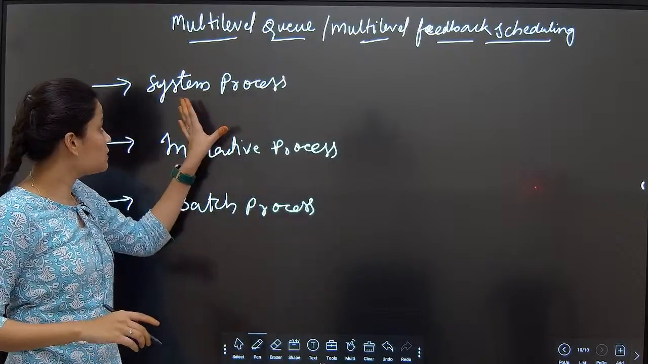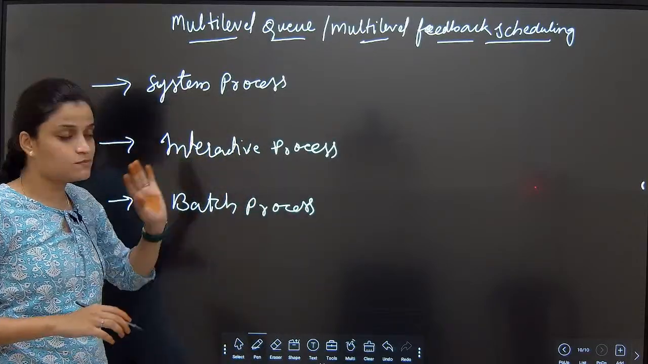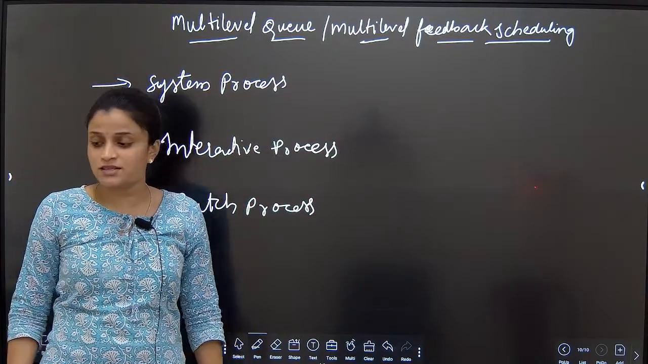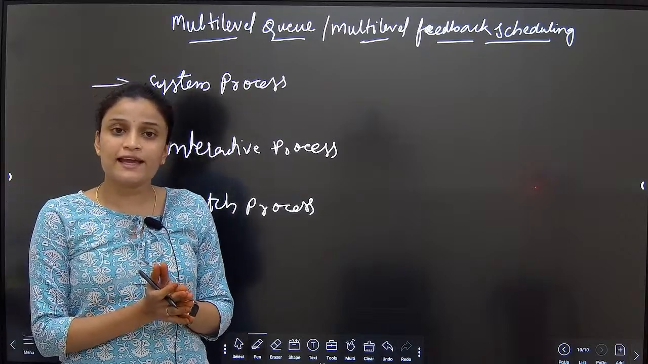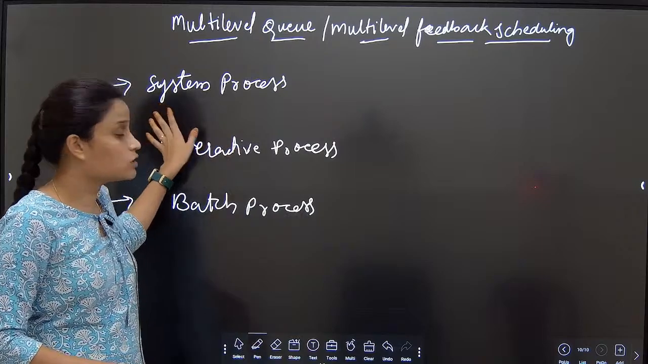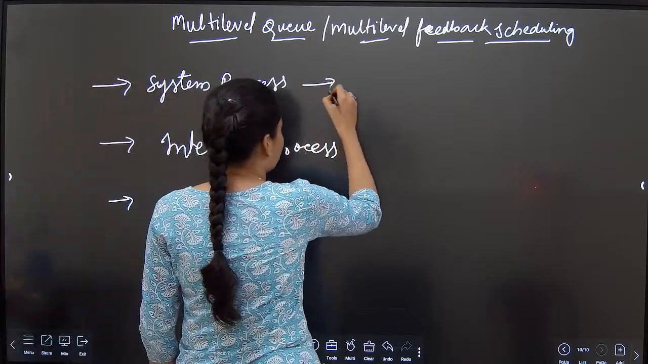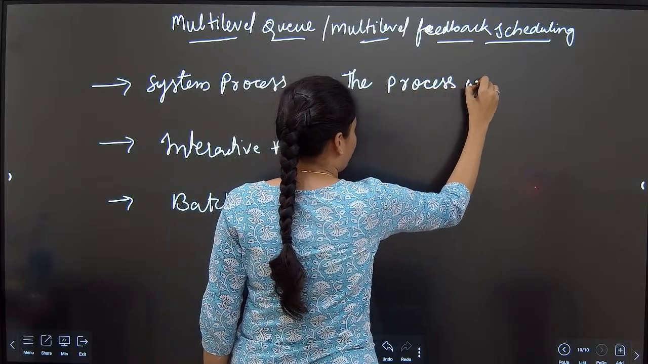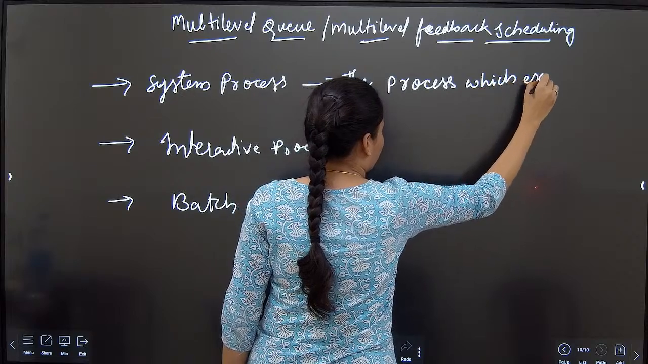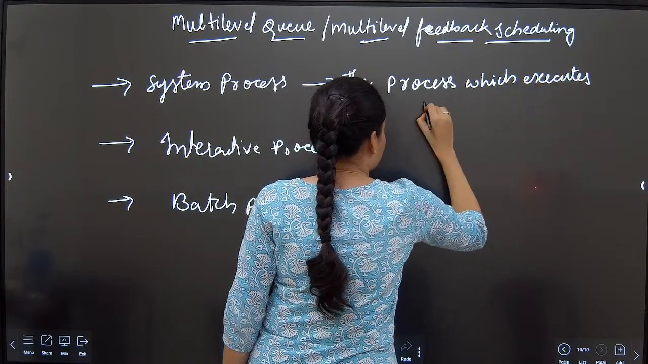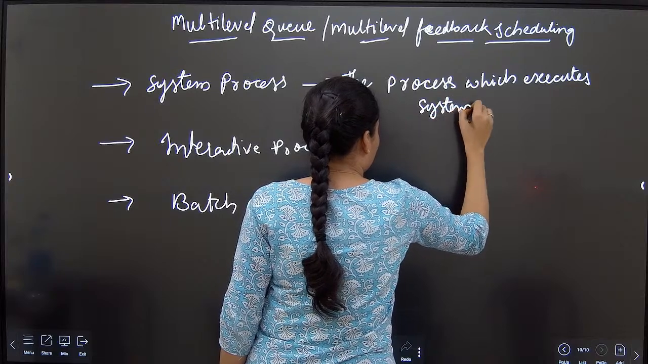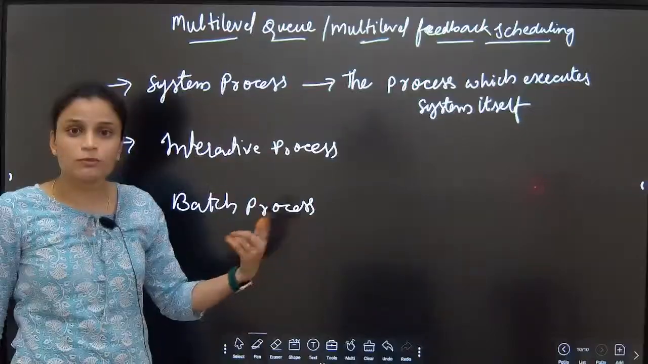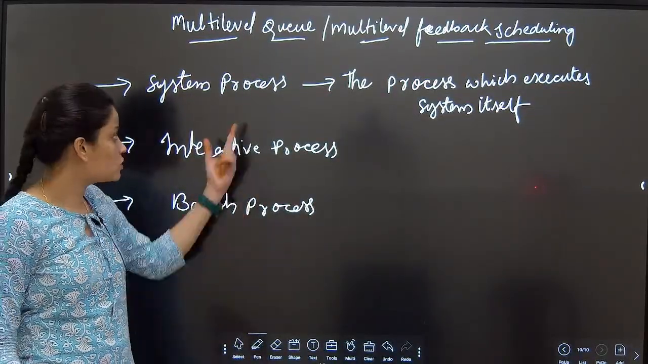Okay. What is a system process, what is an interactive process, what is a batch process? Why should we learn about this? Now a system process is nothing but a process which will be executed by the system itself. Like scheduling time, the time will be done automatically. So that is a system process.